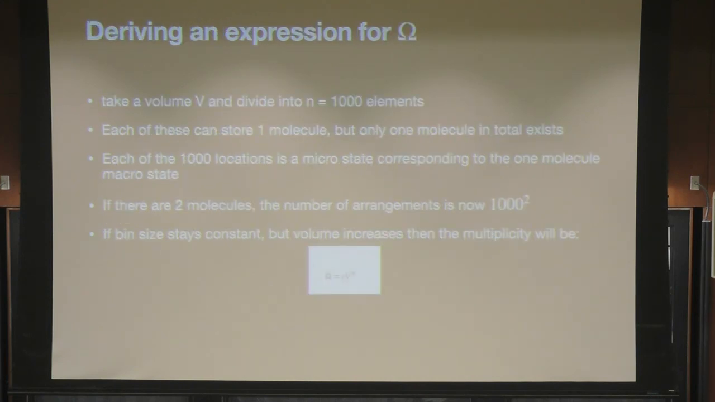So we can take a volume and divide it into 1,000 elements. Let me make a little volume here, and just imagine we make so many of these little boxes, 1,000 of them. We divide it into 1,000 elements. Each of these can store one molecule. So we put a molecule in this box, and we put a molecule in this box, and we put a molecule in this box as well, and so on, 1,000 of them.